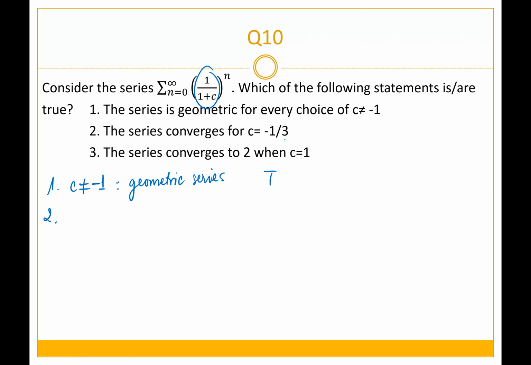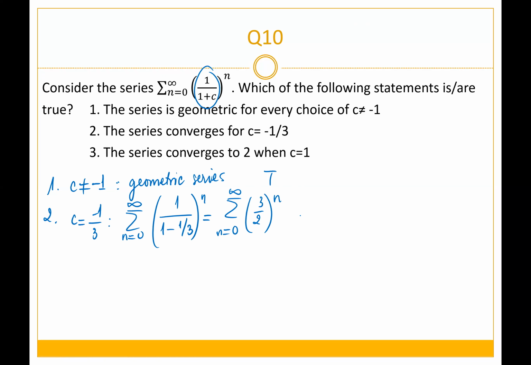The series converges for c equal to -1 over 3. So for -1 over 3, the series will become 1 over 1 minus, which is going to give us 3 over 2 to the n. And the factor here, r equal to 3/2, is bigger than 1. Therefore, this is a divergent series. So this is false.